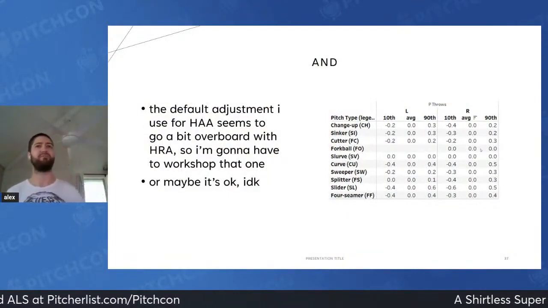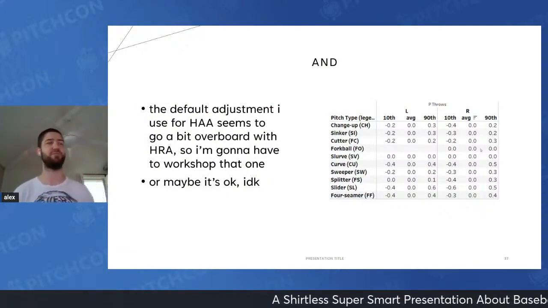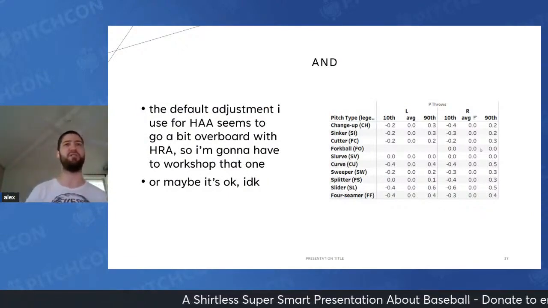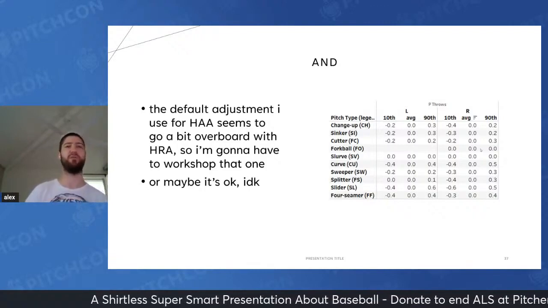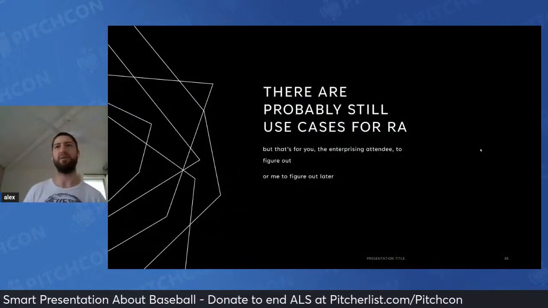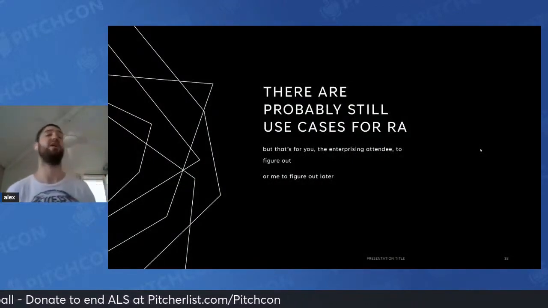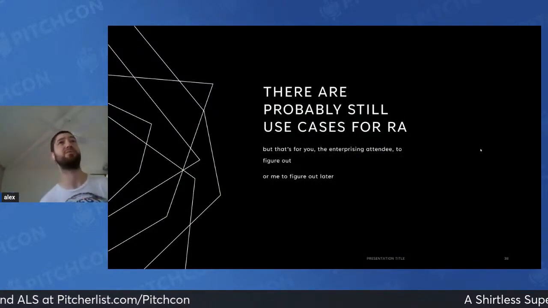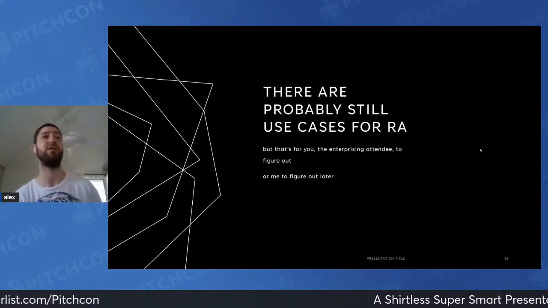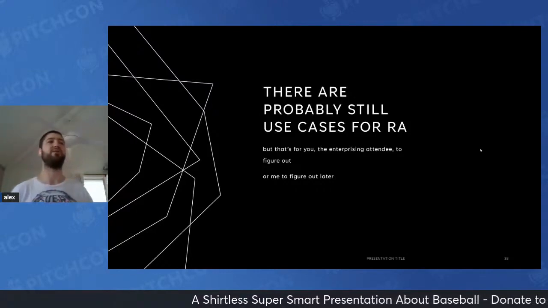So location adjustment and the same adjustments that I make for HAA to HRA looks really not helpful. So that's something that we just got to work on. But I just want to get people familiarized with release angles, that they exist, that they'll be on the pitch leaderboard, that I expect some smart people to take that data and run with it. I think there's use cases for release angles, but I don't know what they are yet.